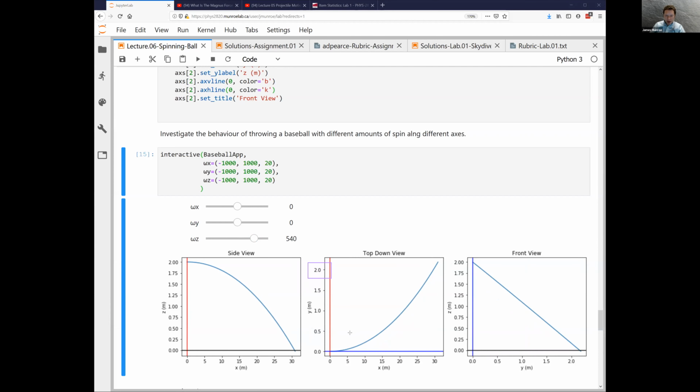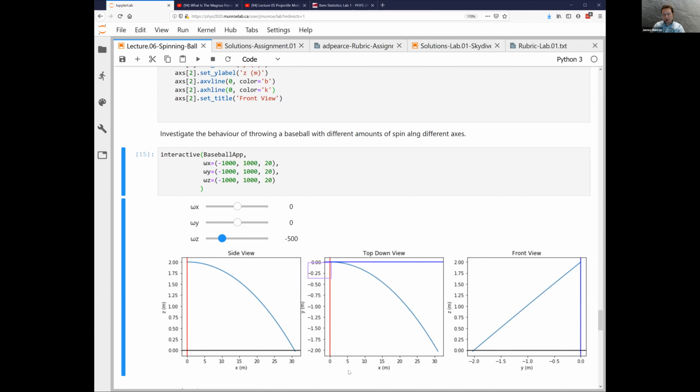This is the y direction, as in if it's moving from left to right, z is up, x is forward, y is left to right, in and out of the page. As the ball moves from 0 to 30 meters in front of you, it's also being deflected by about 2 meters towards the left, or vice versa, 2 meters towards the right. Again, I'm getting the 2 meters by reading that off the graph.